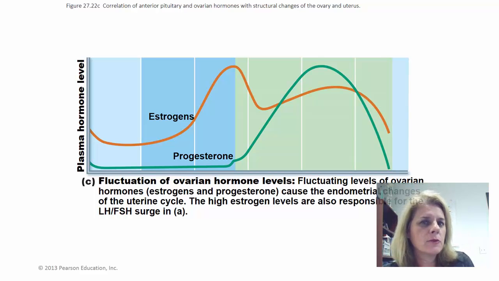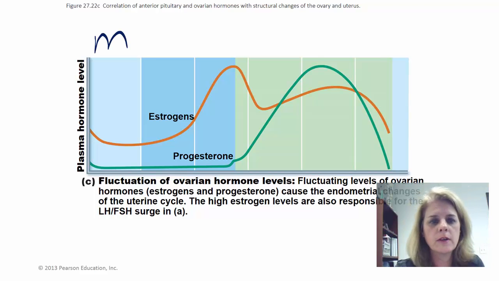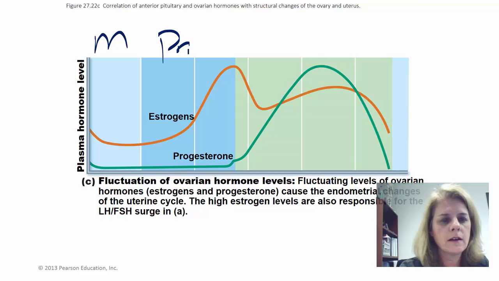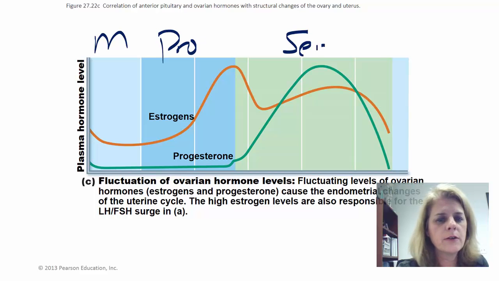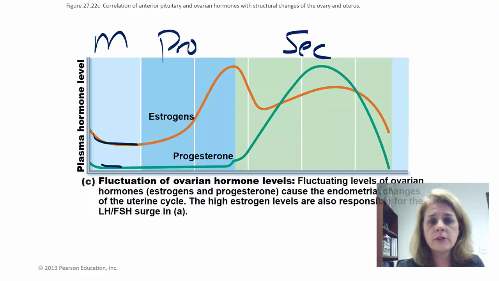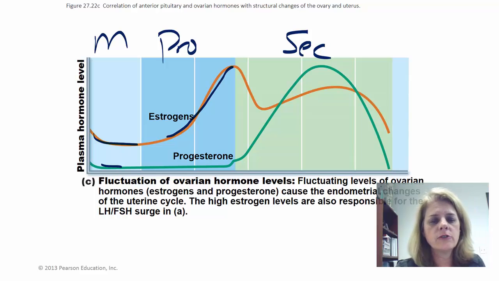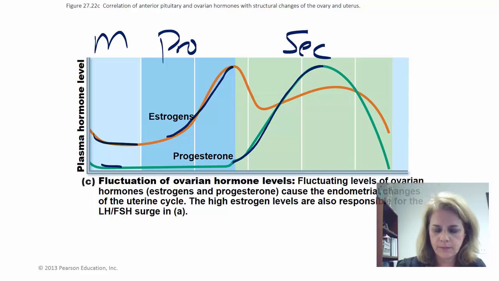So we have to remember, as we're talking about these different cycles, what's going on with the hormones. You want to remember which hormones are rising and falling. So this is the menstrual, this is the proliferative, and this is the secretory phase. You've got baseline estrogen and progesterone. As you go toward the end of the proliferative stage, your estrogens are going to start to rise. Your progesterone is going to rise during the secretory phase.